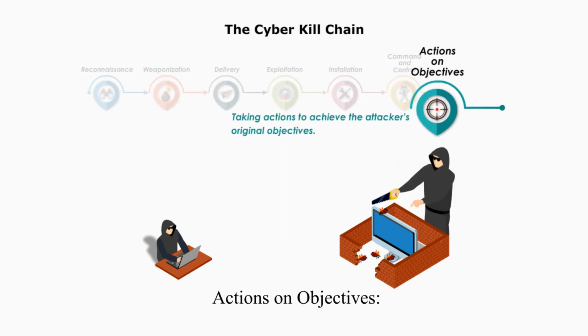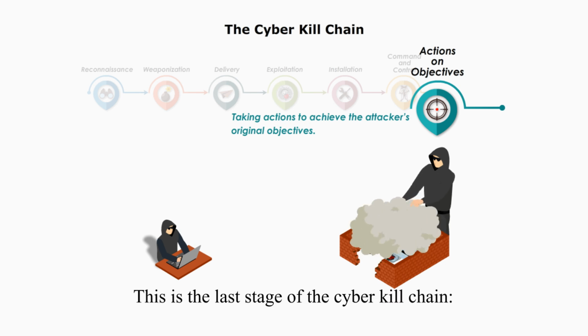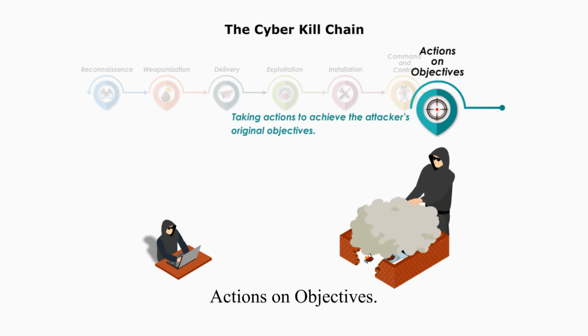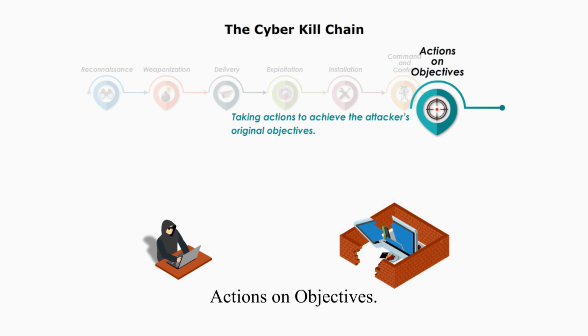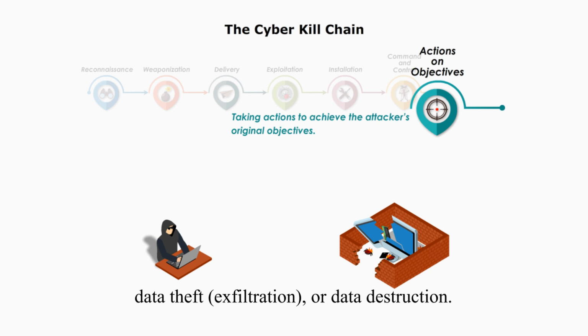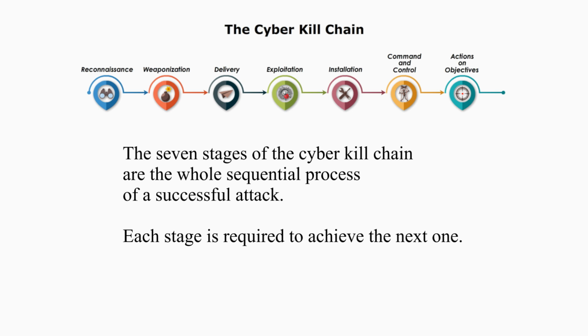Actions on objectives. This is the last stage of the cyber kill chain. Actions on objectives. The attacker achieves his goals, such as data encryption for ransom, data theft, or data destruction. The 7 stages of the cyber kill chain are the whole sequential process of a successful attack. Each stage is required to achieve the next one.